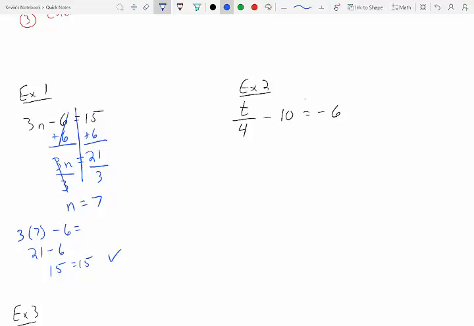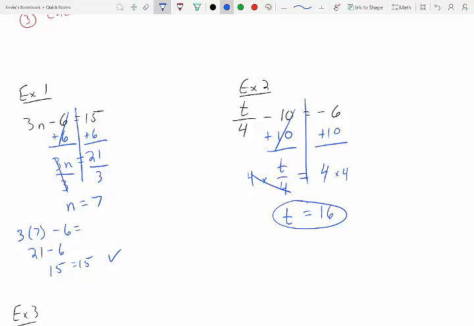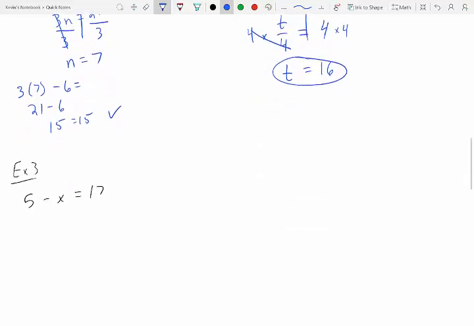Example 2, same thing. We're going to draw our line right down the middle to remind us to do the same thing to both sides. We have a minus 10, so we have to reverse that with addition. So we add 10 to both sides. And we get t divided by 4 equals 4. Now we have to reverse division. So I'm going to multiply by 4. They cancel out. I'm left with t. Multiply by 4 over here, and I get t equals 16. I'm not going to check this one, but you can. You just plug 16 in for t, and you get your final answer.